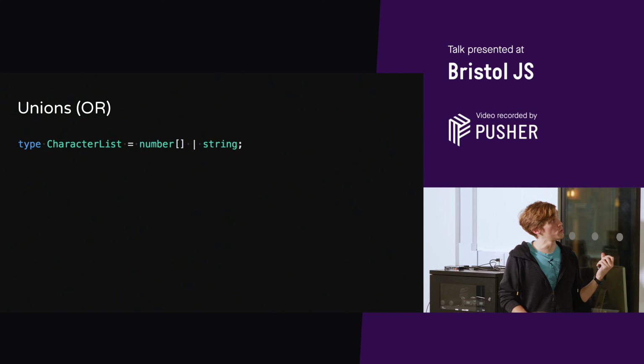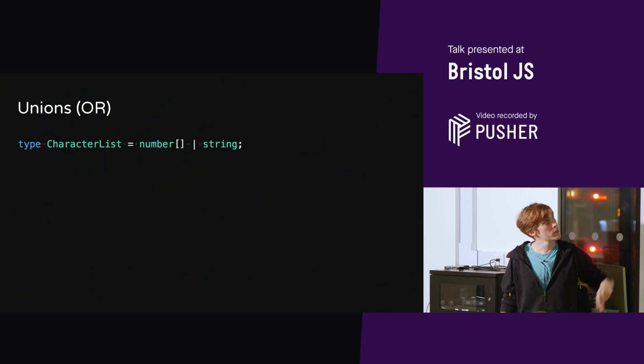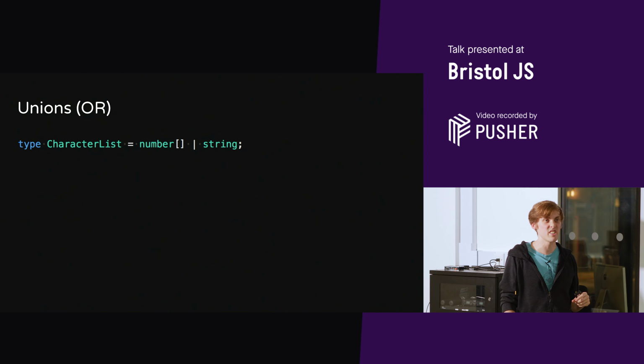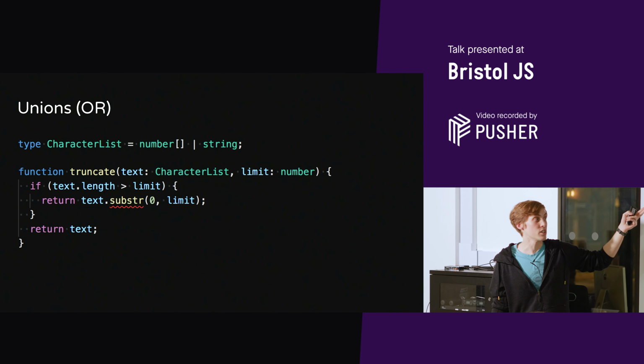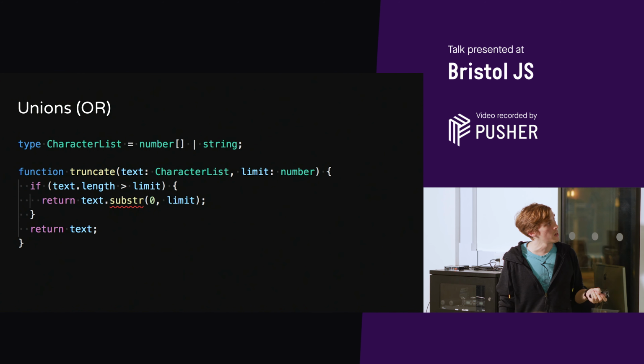So we can do some more cool stuff with combining types. So unions, the pipe operator gives us a union, which basically means either this or that. So in this case, we've got a character list, which we're defining as a number, array of numbers, or as a string. Yeah, string is basically an array of numbers in a sense. And so as an example, I could make a truncate function, which is going to sort of shorten something, and I can tell it to take character list as an input.